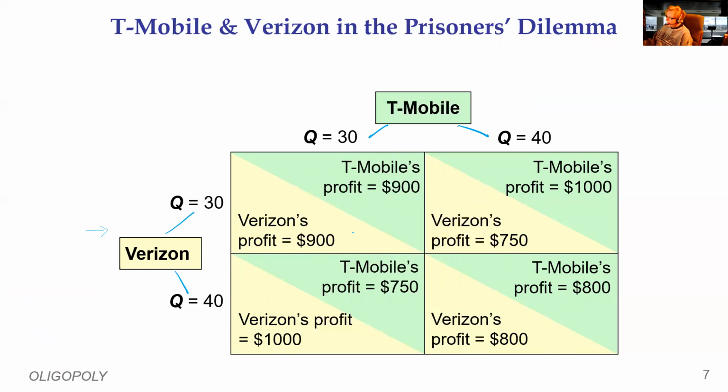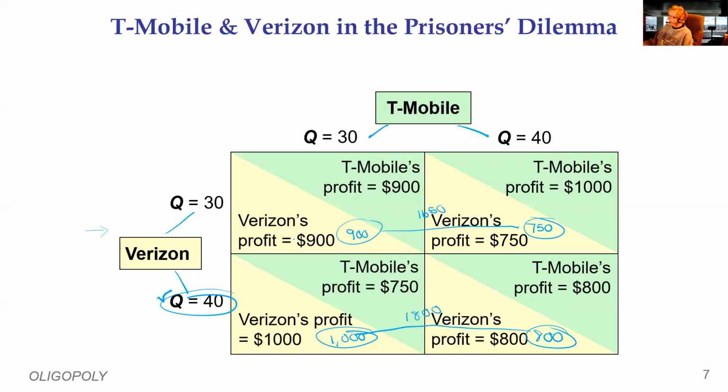We have 900 and 750, which ends up being 1,650. All right, adding those two together. Then we take a look at 1,000 and 800. Add those two together, we get 1,800. So Verizon's dominant strategy is to produce at a quantity of 40. Why? Because 1,800 is larger than 1,650.